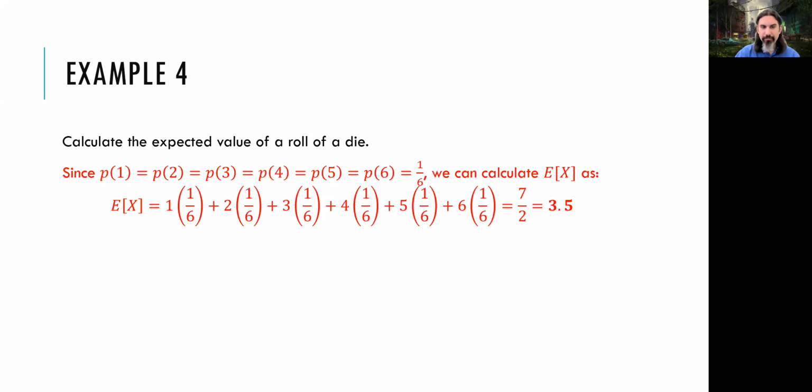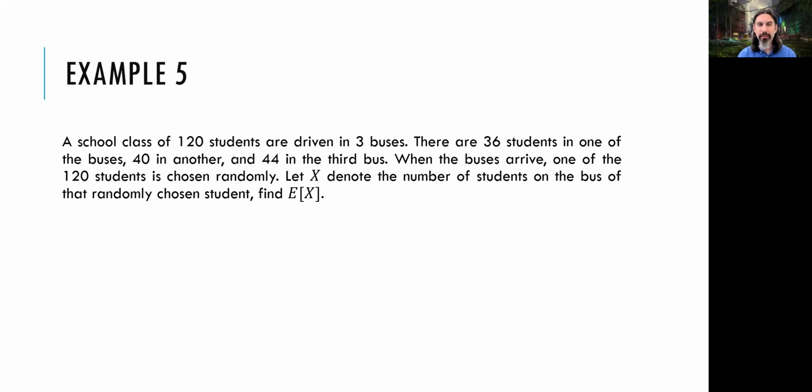So, for example, 120 school students are driven in 3 buses. There are 36 students in one bus, 40 in another, and 44 in the third bus. When the buses arrive, one of the 120 students is chosen randomly. Now, we are picking a student at random, one out of 120. He or she can come from any one of the buses. Let x denote the number of students on the bus of that randomly chosen student. Find E[X]. Now, x is the number of students on a bus.